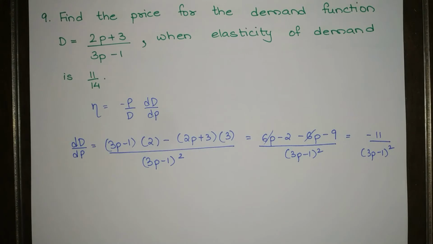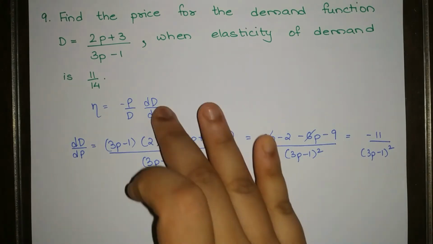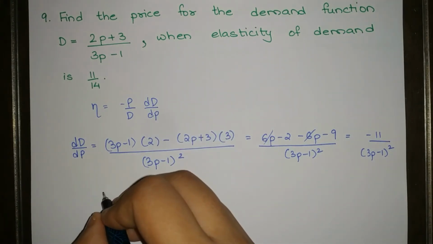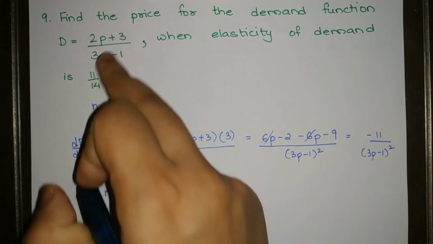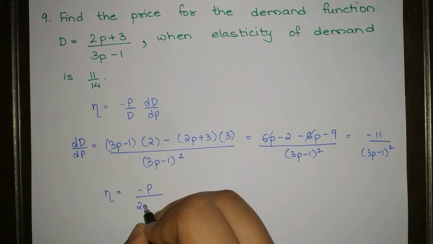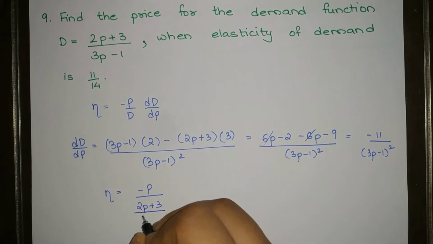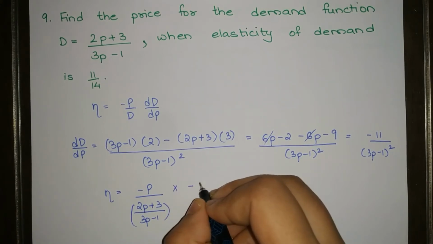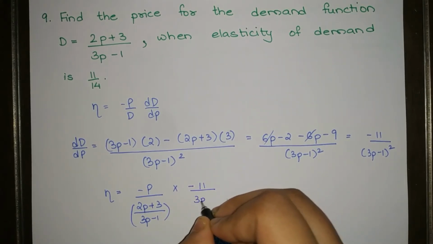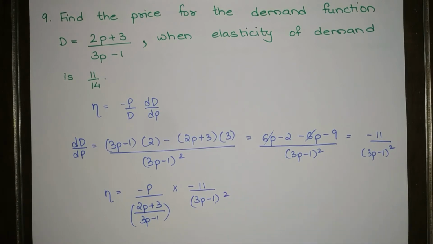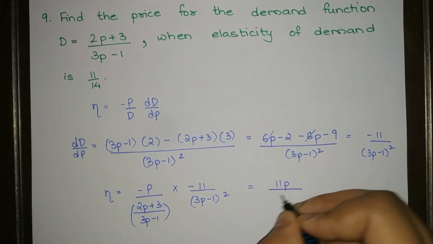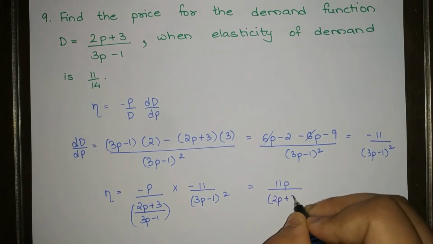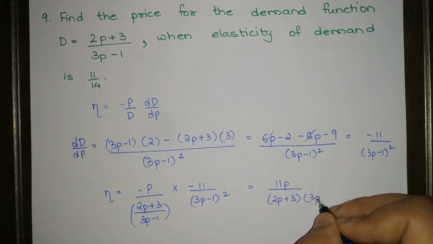Okay. So therefore we can substitute this over here. So we have that eta is equal to minus P divided by D, के बदले I am writing this. So I have (2P plus 3) divided by (3P minus 1) into minus 11 by (3P minus 1) the whole square. Okay, we can cancel this, so we get 11P divided by (2P plus 3)(3P minus 1).